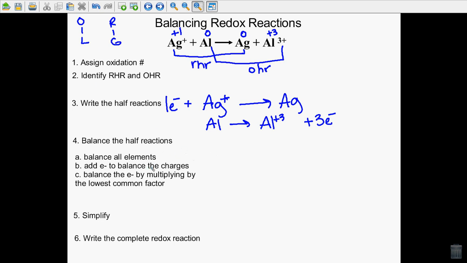Then we need to, okay, so we balanced them. Then we need to actually balance the overall equation. So I've got 1 electron here, 3 electrons here. So I need to multiply this whole equation by 3. So I'm going to rewrite that down here. So then I've got 3 electrons plus 3 Ag+ gives me 3 Ag. And our aluminum stayed the same.